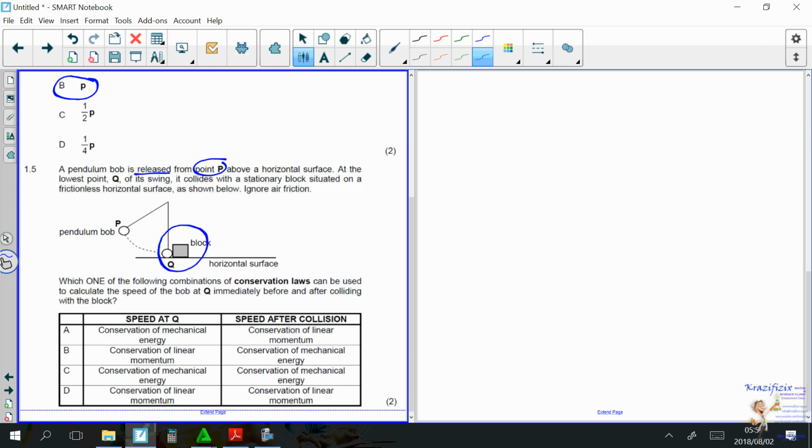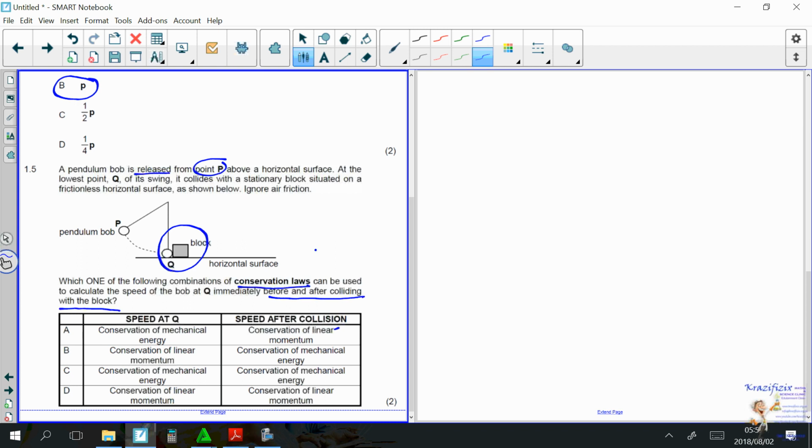That's my block there, on a frictionless horizontal surface as shown below. Ignore air friction, isolated system. Which one of the following combinations of conservation laws can be used to calculate the speed of the bob at Q immediately before and after collision?